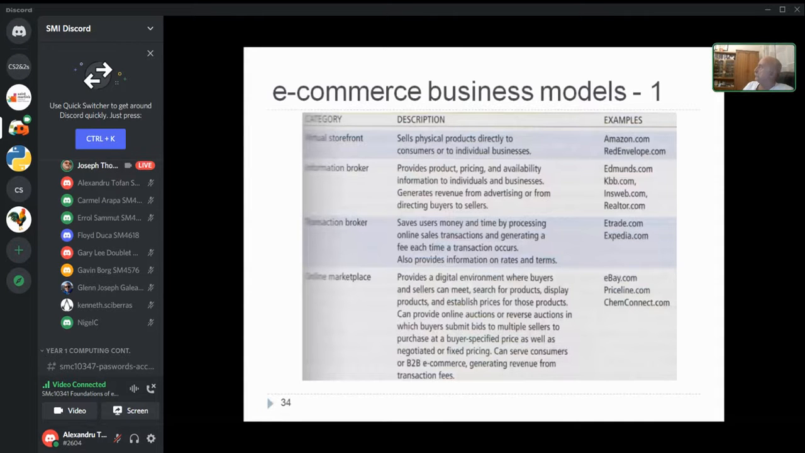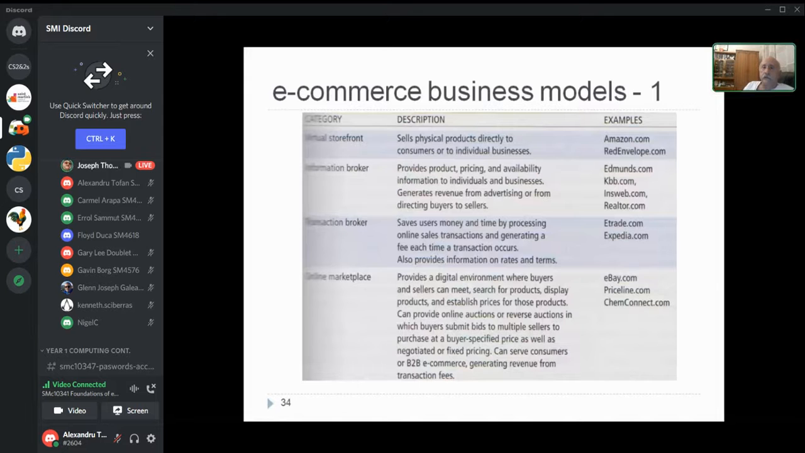The second model is an information broker, where we give users specific information about products and pricing information, pricing comparisons, for example. Right? And normally the revenue that is generated here is from advertising on the site. We'll be talking about these different revenue models, even though they are mentioned here.